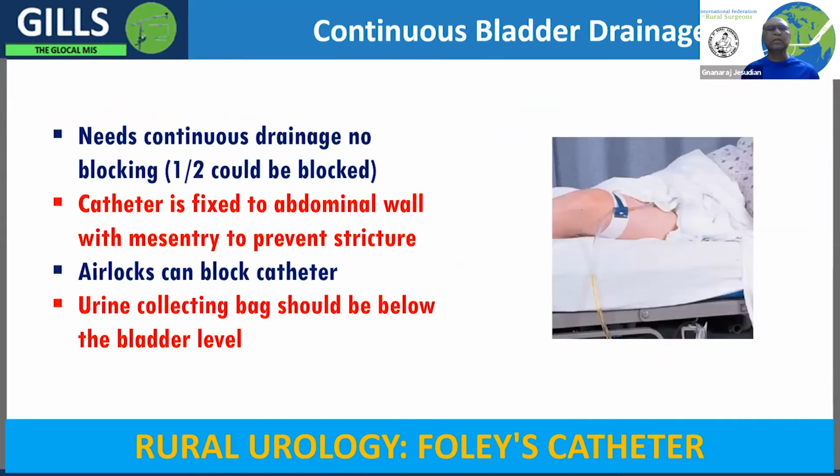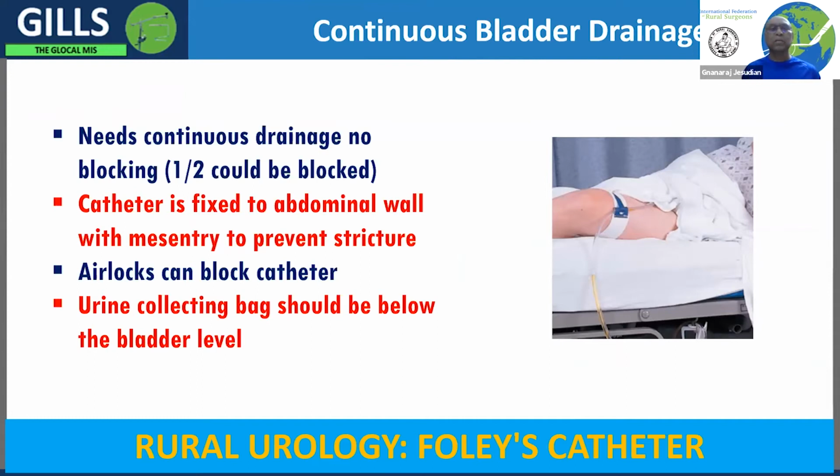What about continuous bladder drainage? Here again, you need to be aware of the curves in the bladder. Especially in men, it's better to keep the catheter in the abdomen so that there's only one single curve, and the constant pressure doesn't cause any ischemic damage and stricture later.